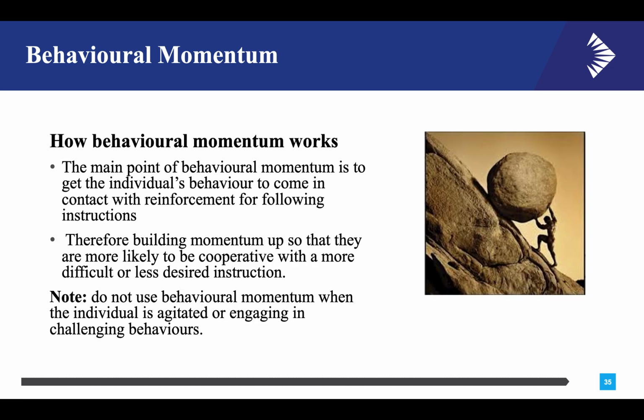So how behavioral momentum works. The main point of behavioral momentum is to get the individual's behavior to come into contact with reinforcement for following instructions. So we're teaching them that when they follow instructions, reinforcement is going to come. Therefore, we build momentum up so that they are more likely to cooperate with a more difficult or less desired instruction. Just as a note, we're not going to use behavioral momentum when the individual is agitated or engaging in challenging behaviors. That's not the time to use behavioral momentum. We're going to use it when an individual is still calm, but just not cooperating with an instruction.